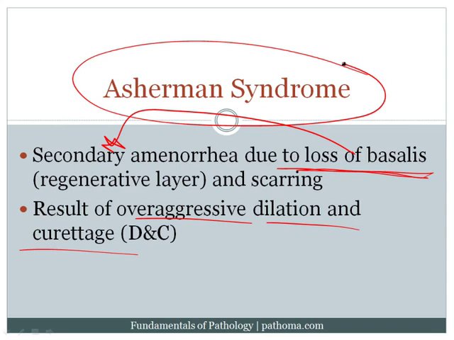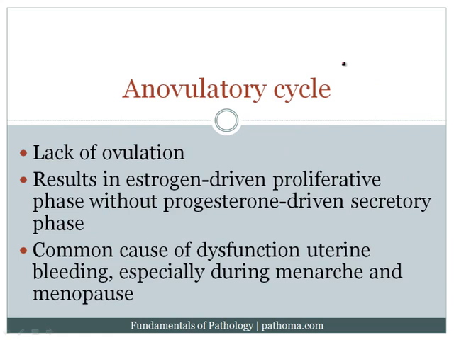Again, what's the high yield here? The whole notion of the basalis. That's what's important when understanding the principle of this disease. The next disorder that we're going to talk about is called anovulatory cycle.